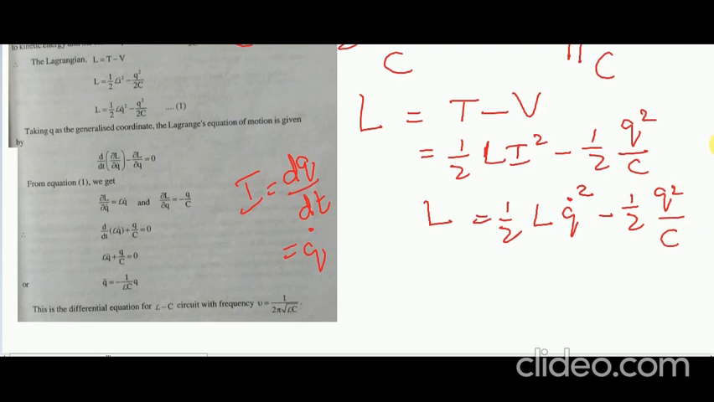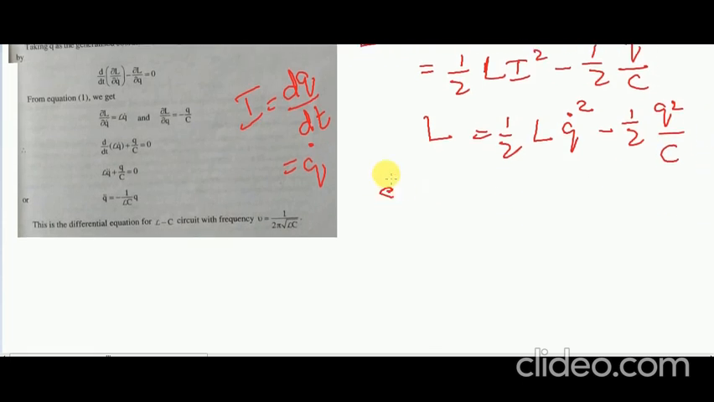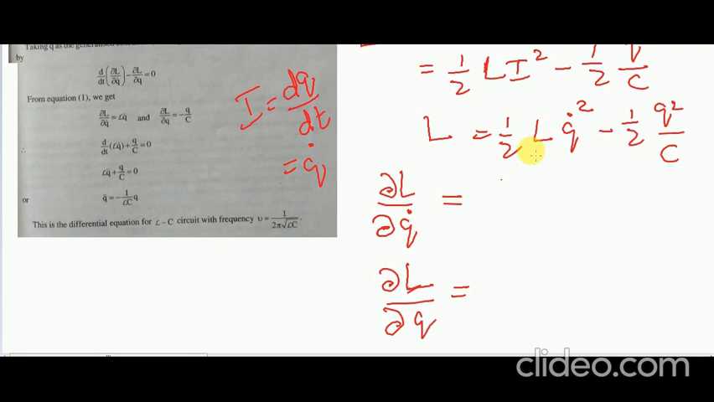Now, in order to solve the Lagrange equation, we need dou L by dou Q dot and dou L by dou Q. Here Q is the generalized coordinate. So differentiating L with respect to Q dot, only the first term consists of Q dot. So this becomes L Q dot. Differentiating with respect to Q, only the second term matters, so Q divided by C. This becomes Q by C because Q square differential is 2Q, and the 2 and 1 over 2 cancel.